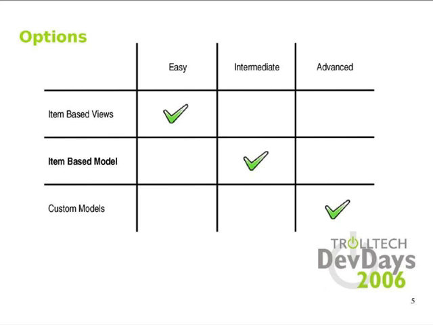And then in 4.2, we added another layer of convenience, which also gives you a lot of the power of the model view approach, which is the item-based model. So you can use your familiar approach of storing your data in items, but you can still get the benefit of the model view approach. I'll show you all the cool things you can achieve with that in a second. And finally, you have the most advanced hardcore level, which I've marked advanced, which is the custom models.